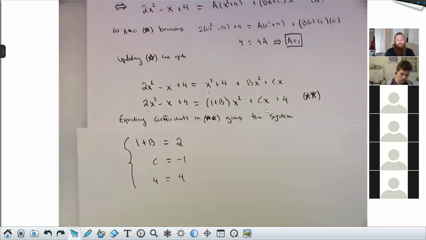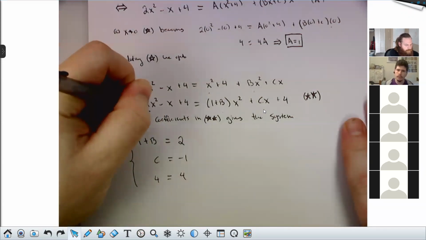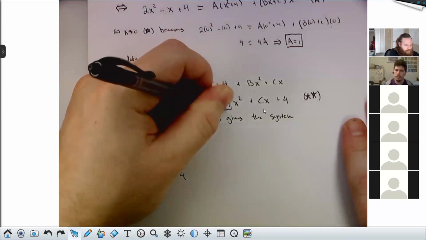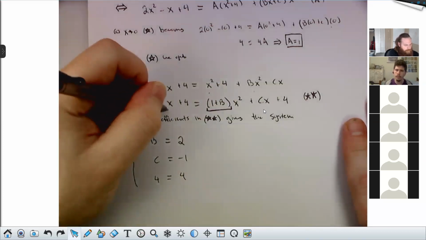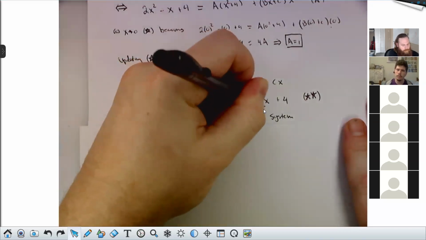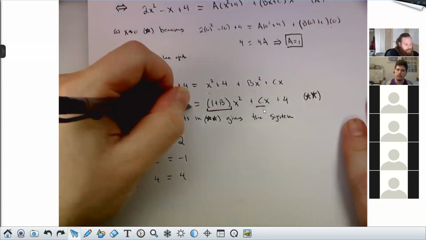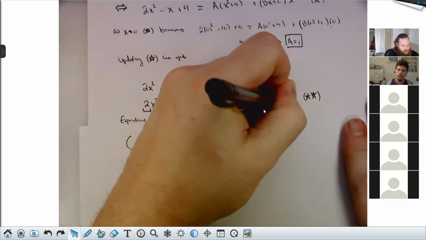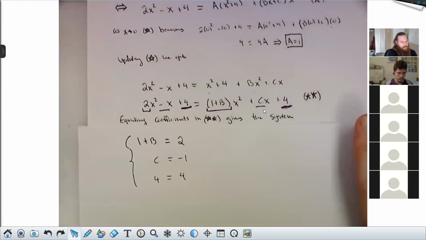Does everybody see where this system comes from? It's subtle, usually takes some time. But the coefficient of x squared on the left has to be equal to the coefficient of x squared on the right. The linear term on the left has to be equal to the linear term on the right. And the constant term on the left has to be equal to the constant term on the right.